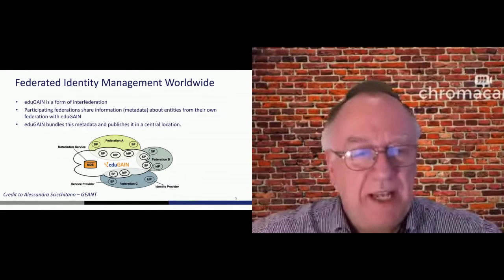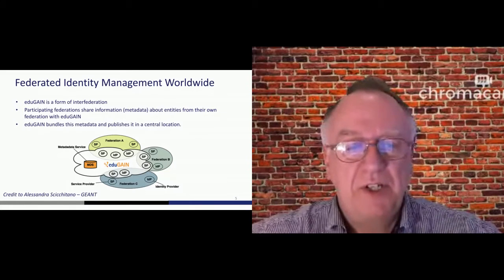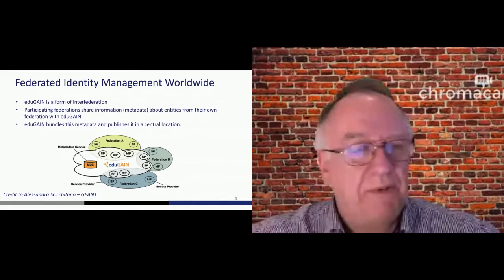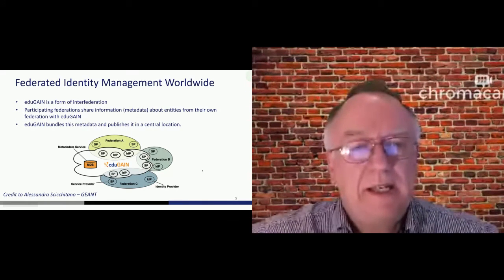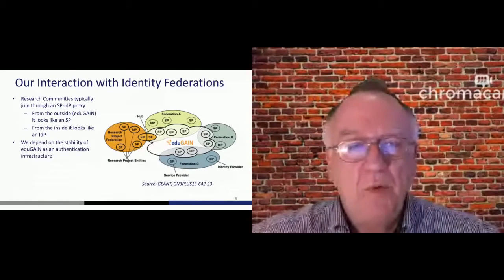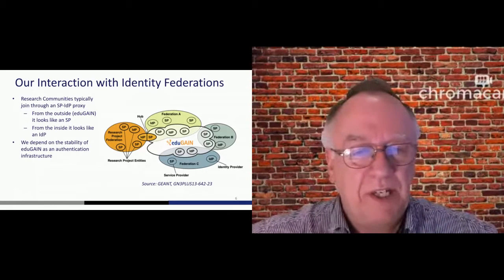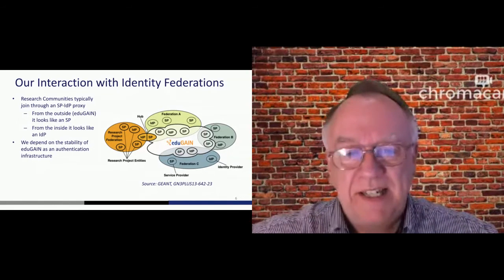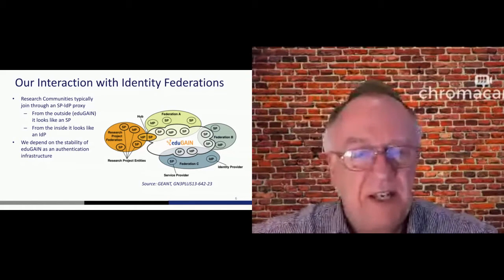And Edugain then bundles all of the metadata together and publishes it into a central location so services can find the identity providers, etc. And then next slide. So the final bit here is, how do we, the research communities and our research data, join into all of this? We can't necessarily all join one of these federations. If we can, then that's fairly simple.